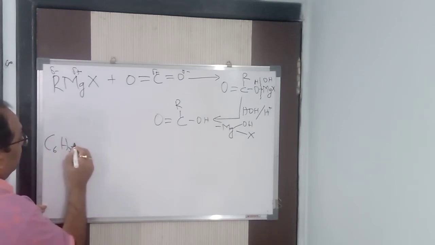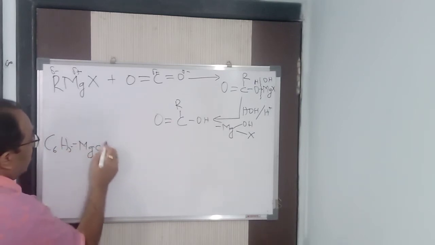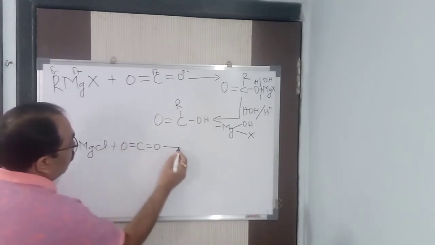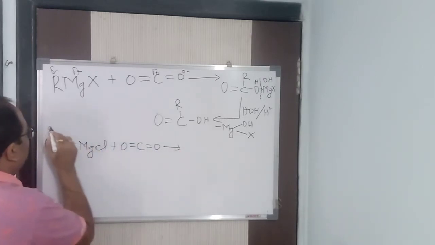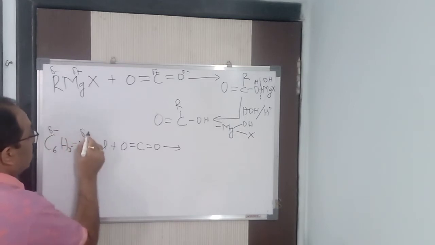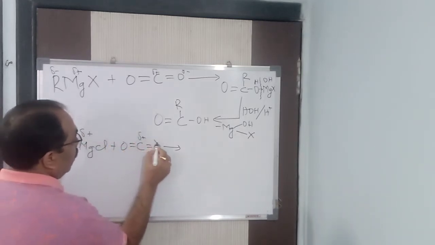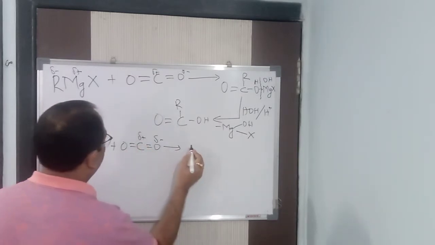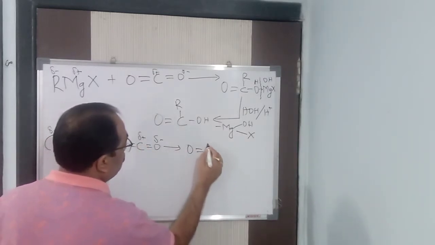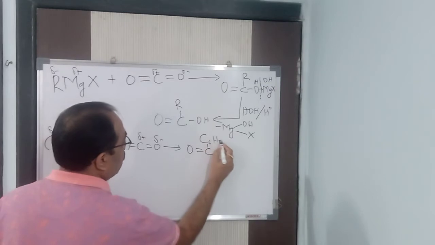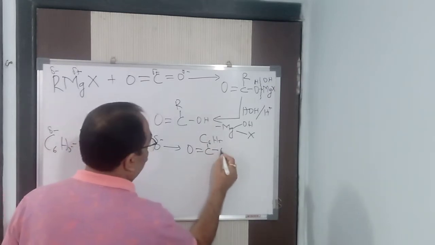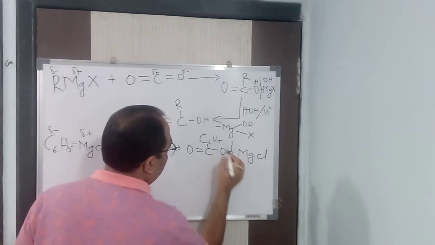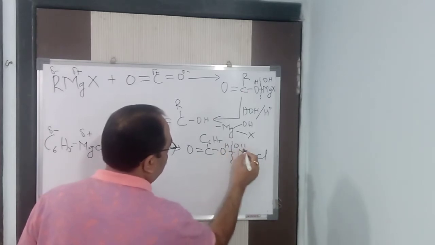C6H5MgCl, let us say X is Cl, plus O double bond C double bond O. Same thing I am going to do. Here carbon is negative and Mg is positive. Carbon is positive and oxygen is negative. So the addition reaction is going to take place. O double bond C, here I will get C6H5 and here it is OMgCl. Now the cleavage takes place: H here and OH here.